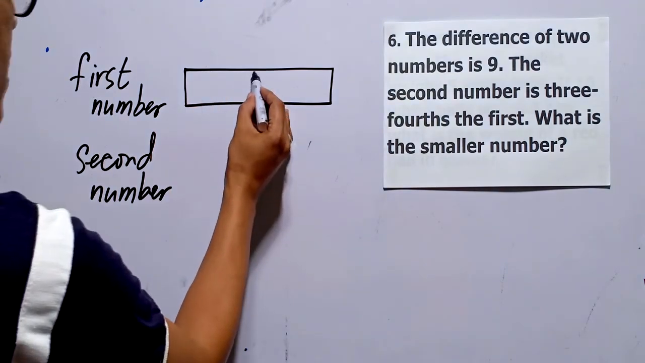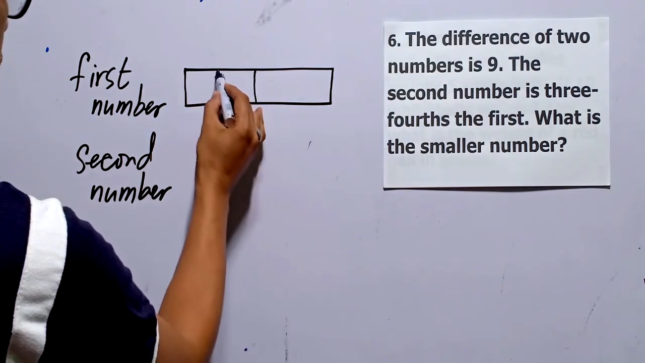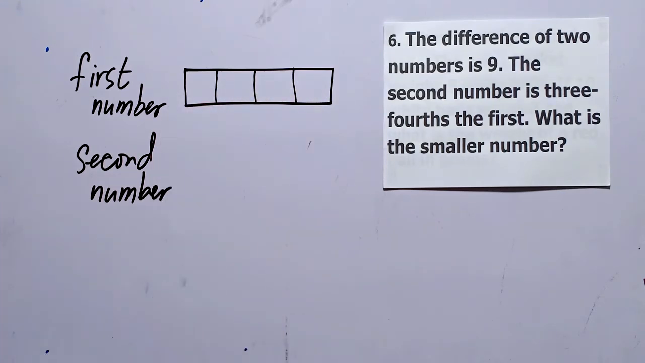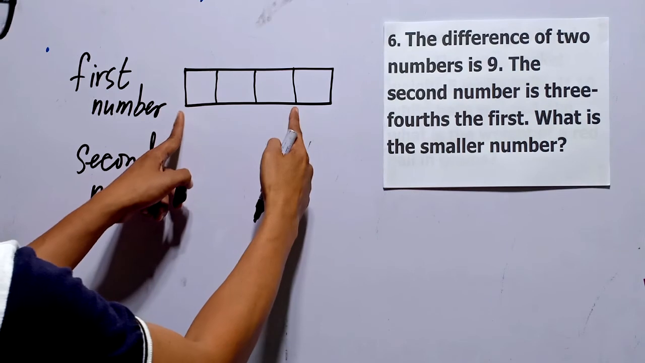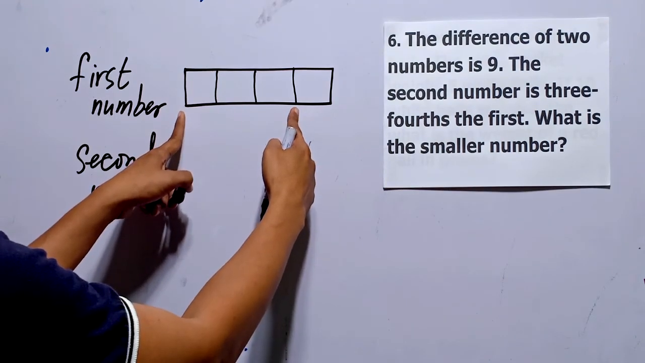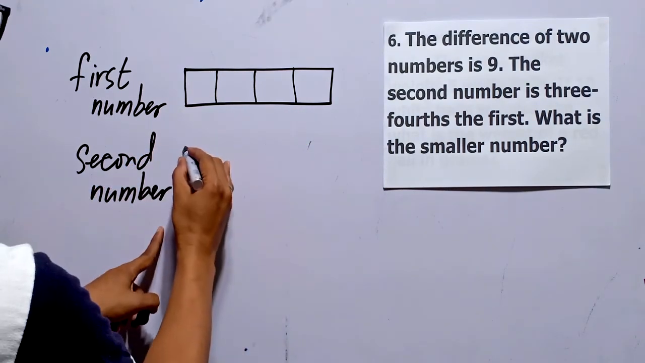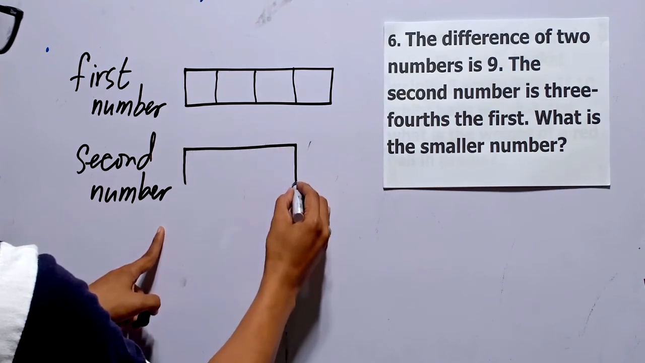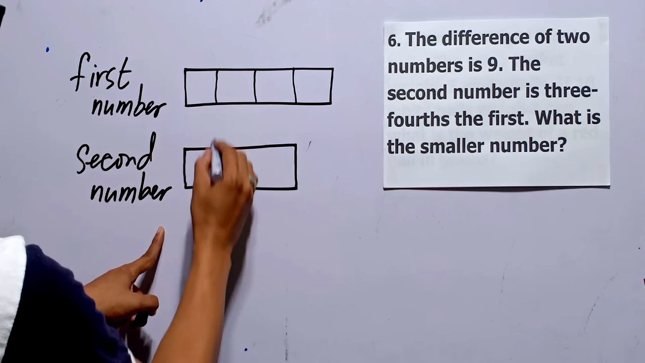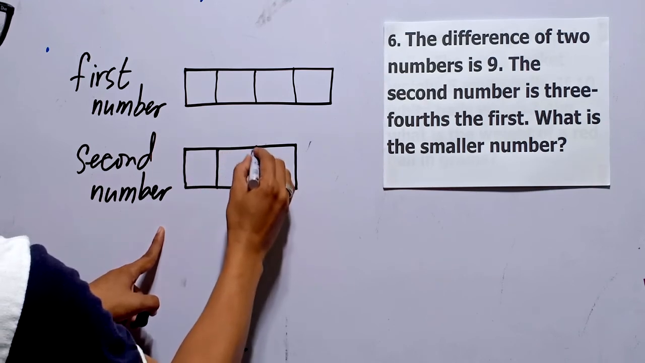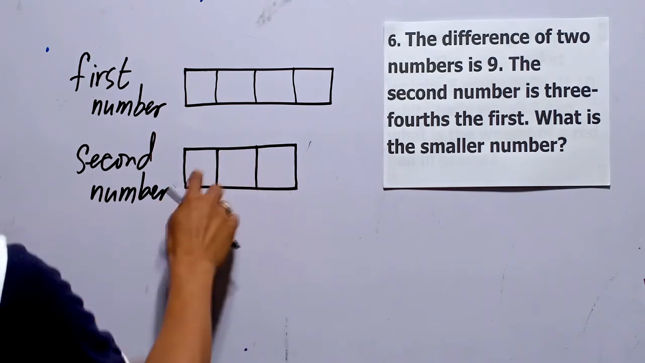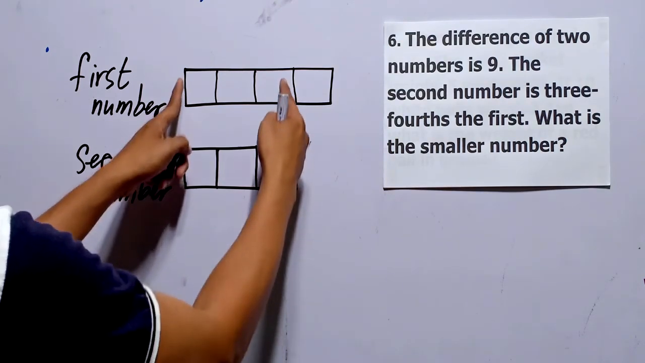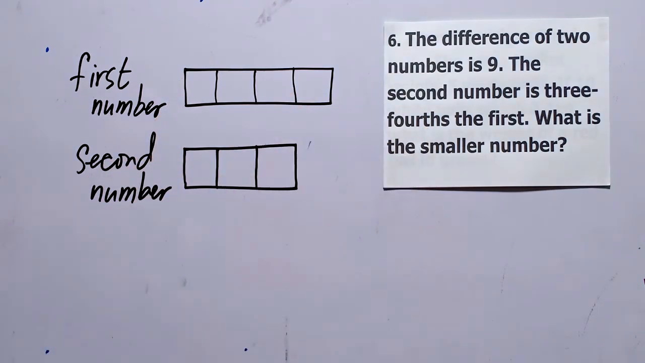So let me divide this into 4 to get 3/4, assuming all the parts are equal. If you notice, this is the 3/4 and this is the second number. So let me draw 3 boxes here. Then let's set the 3/4, assuming these 3 are equal parts. So this is the 3/4 of the first number.